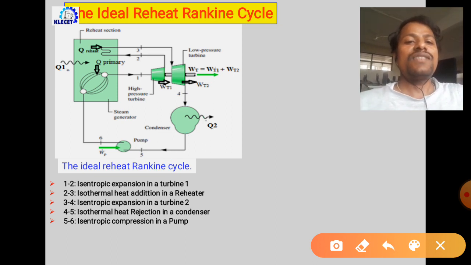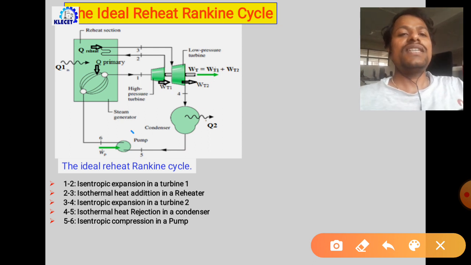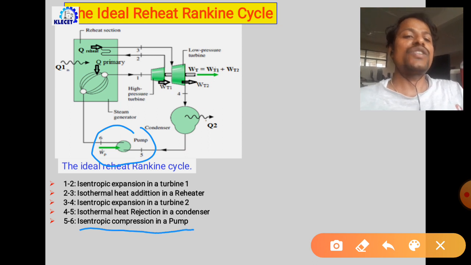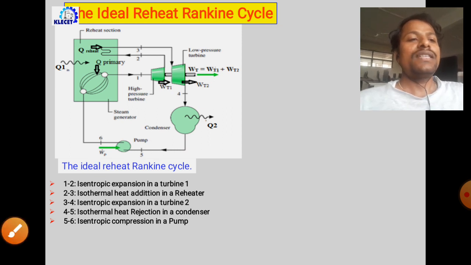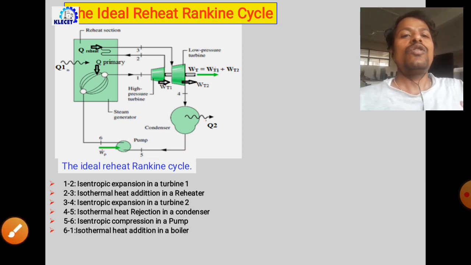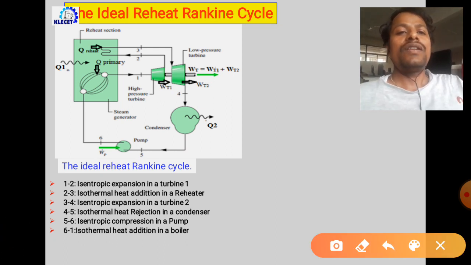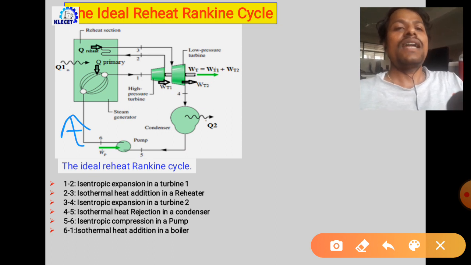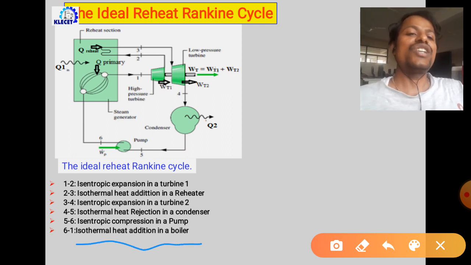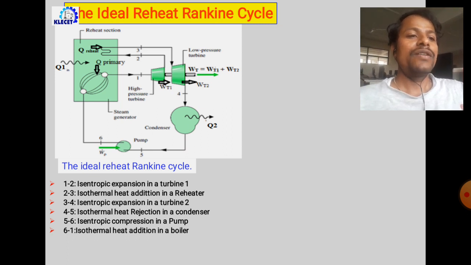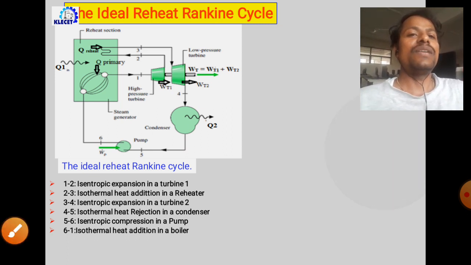The next process is 5 to 6, which is the pumping process. It is isentropic compression of the condensate inside the pump. The next process is 6 to 1. The fluid goes inside the boiler and comes out at state 1, which is the isothermal heat addition process inside the boiler. So this is how we write the process names.